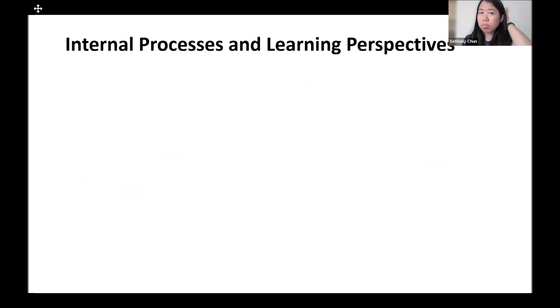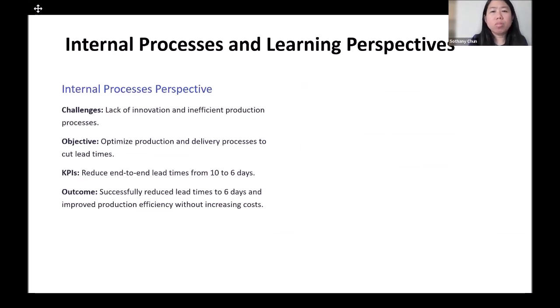And let's move to the internal process and learning perspective. Internal process: this perspective is about the company's lack of innovation. The company was struggling to keep up with market trends and introduce new features. Their objective is to optimize production and delivery processes to cut lead time.